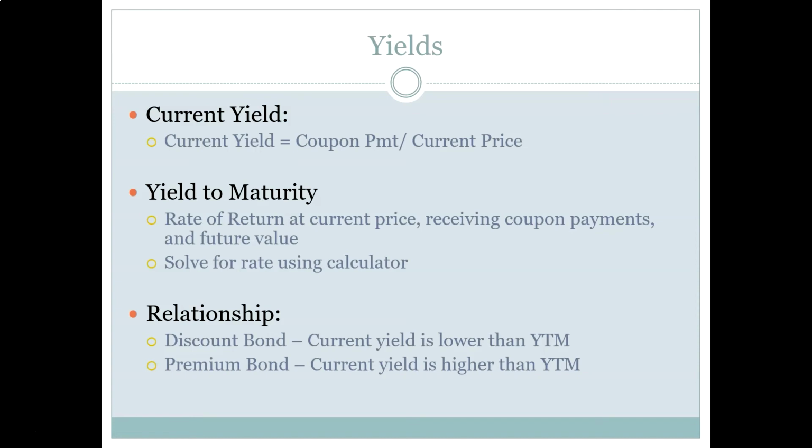The yield to maturity is the rate of return based on the bond's current price. It is not a ratio. We have solved for the rate. It is determined by the remaining maturity of the bond and the current price of the bond. Okay, so typically, if someone just says yield, they're referring to the yield to maturity.